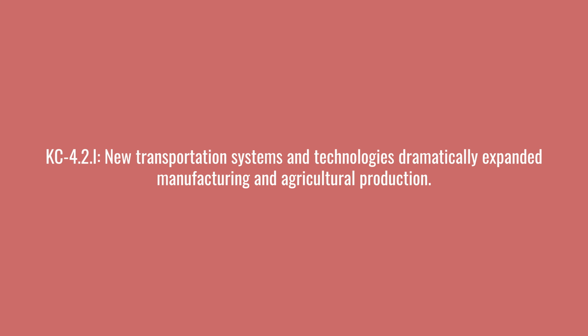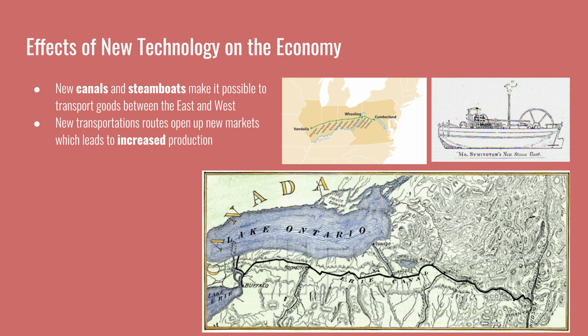This next key concept describes the effect of transportation routes and methods. New transportation systems and technologies dramatically expanded manufacturing and agricultural production. Canals and steamboats make it possible to transport goods between the East and the West. The Erie Canal and the Cumberland Road, which connected the East Coast to the Midwest, were examples of new transportation routes that opened up new markets.